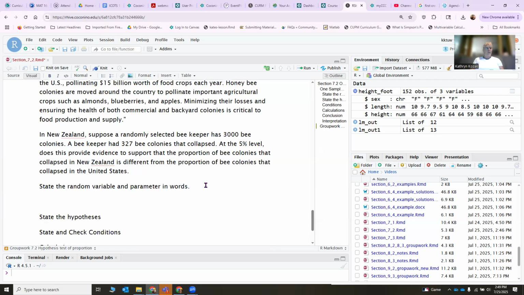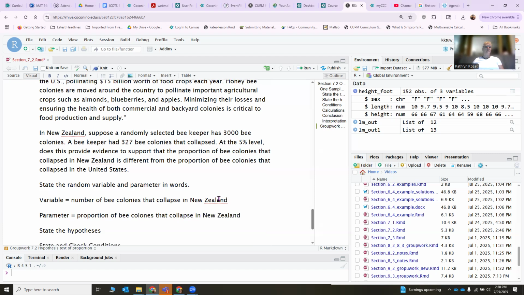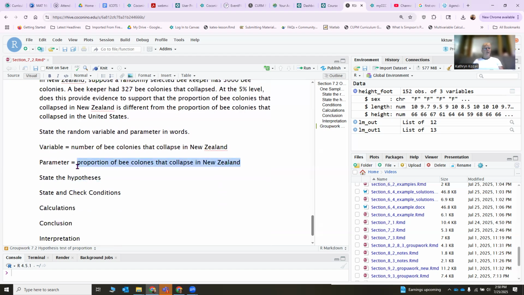Let's first state what our random variable is. The variable is the number of bee colonies that collapse. And we actually only care about New Zealand. Our parameter is the proportion of bee colonies that collapse, again, only in New Zealand. I'm going to go ahead and copy that because I'm probably going to need this again.